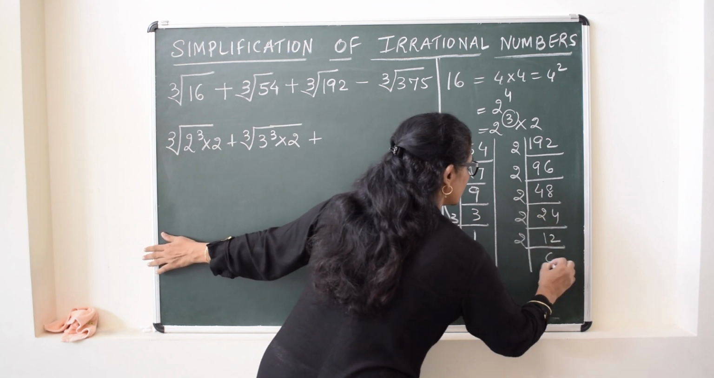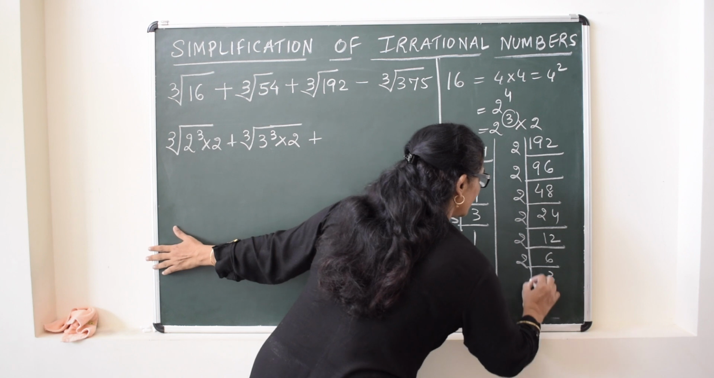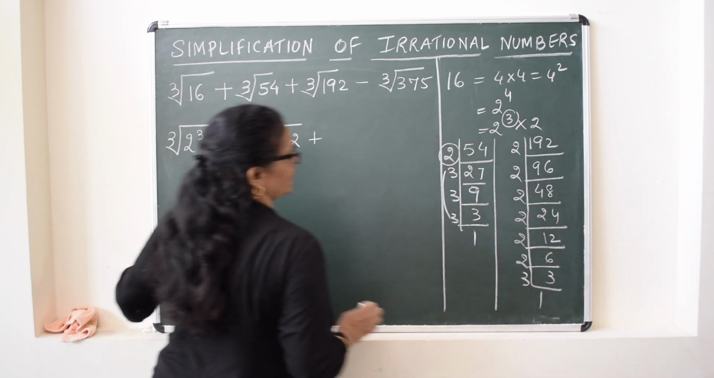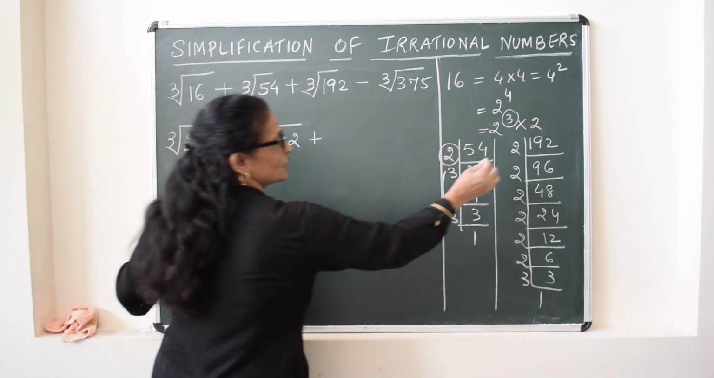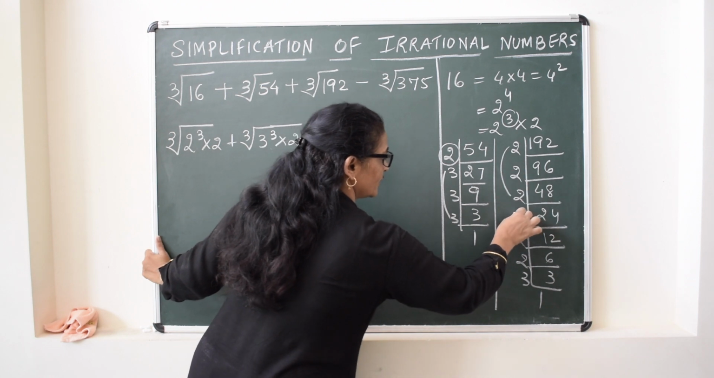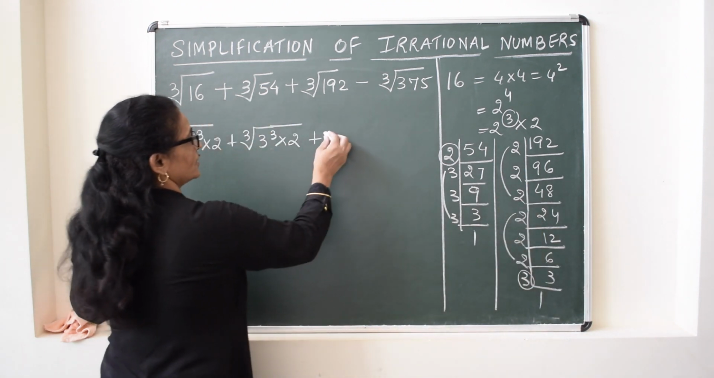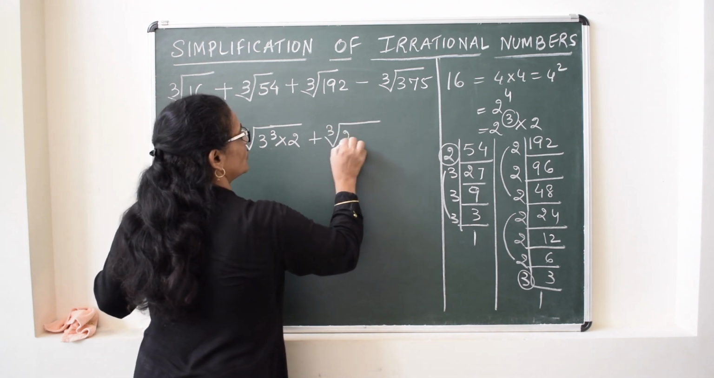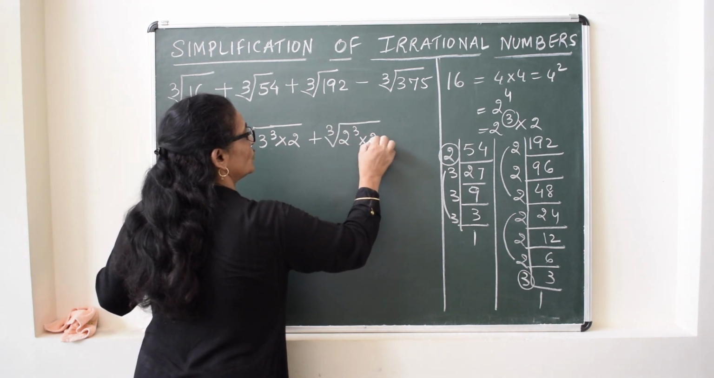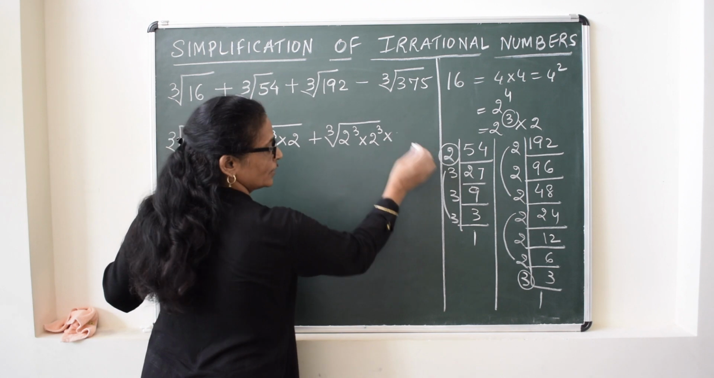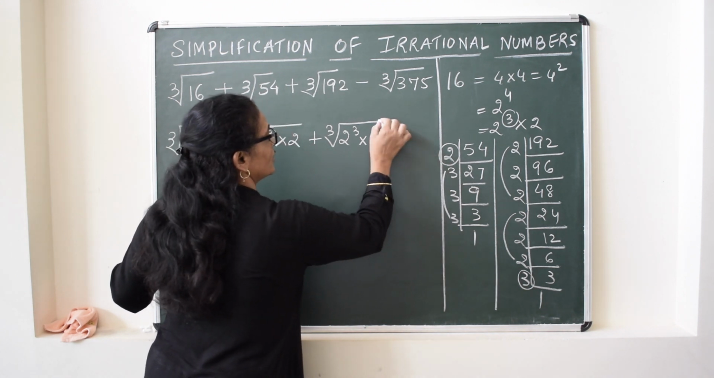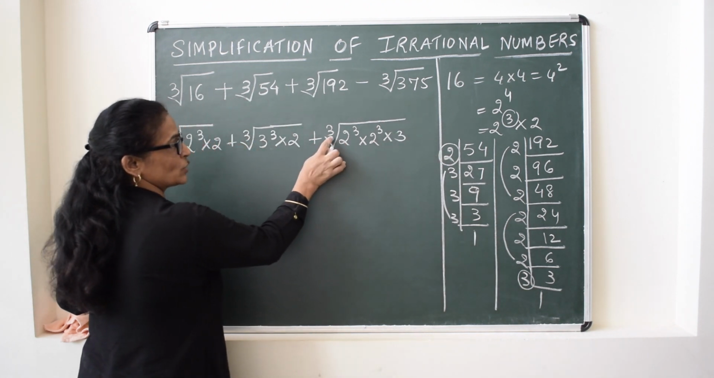times, this is 6, 3 and this is 1. Order is 3, so 3 2's together, another 3 2's together and this 3 will be left out. So this will be 2 cube into 2 cube into what is left out? 3. Purposely we are breaking it to match with this.